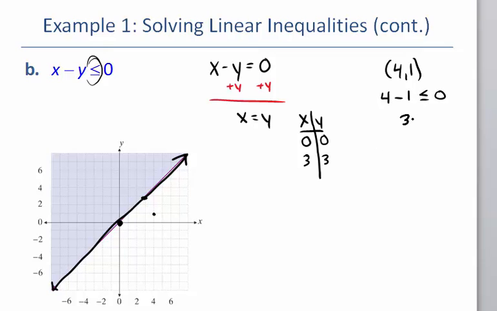So 4 minus 1 is 3, less than or equal to 0. Is that true or not? Is 3 less than 0? Okay, so that is false. And so if it's false, then 4, 1 is not a solution to the inequality, which means that nothing over here solves the inequality. And by default, it must be the other side. And so then we can go in and we can shade everything on the other side as our solution set.